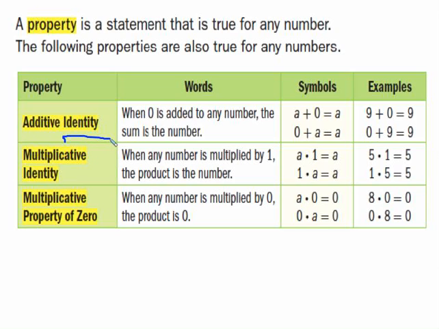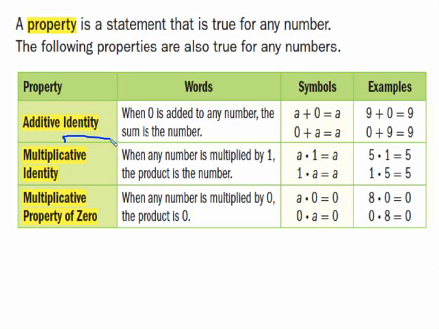So we call 0 the additive identity because whenever I add it to anything, it brings back that same number's identity. So for example, a plus 0 is a, 0 plus a is a, 9 plus 0 is always 9, and then 0 plus 9 is 9, and you can do that with any number. You can add 0 to any number, you'll get the same number.